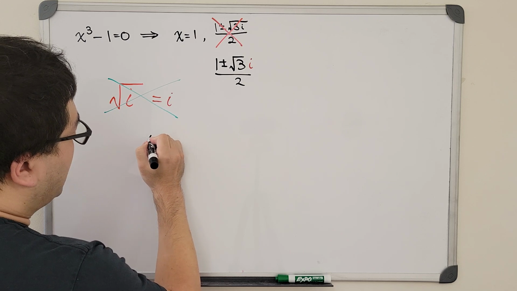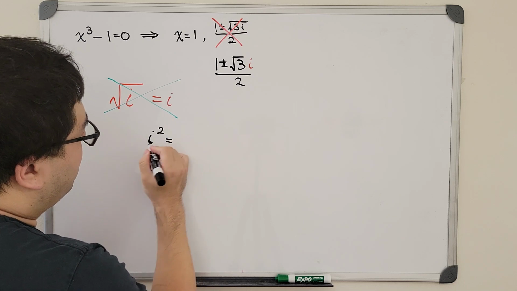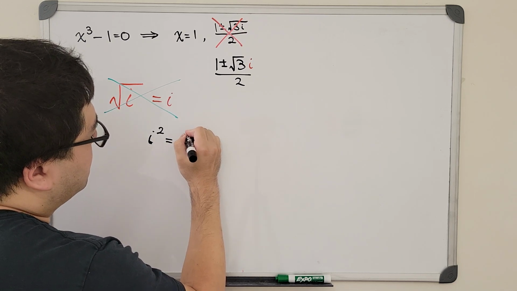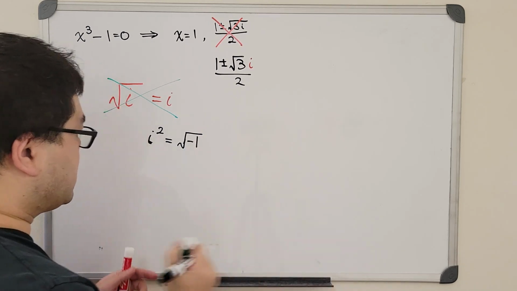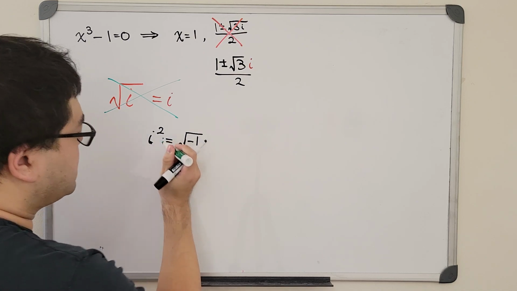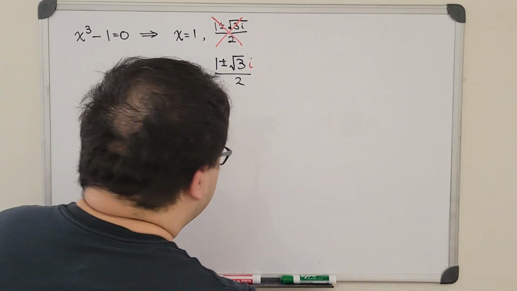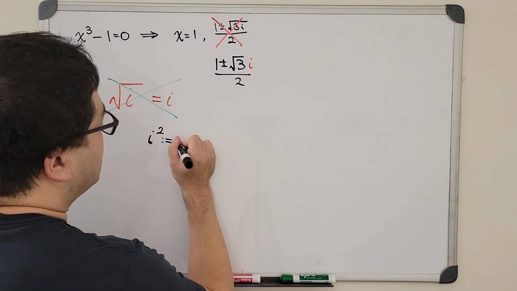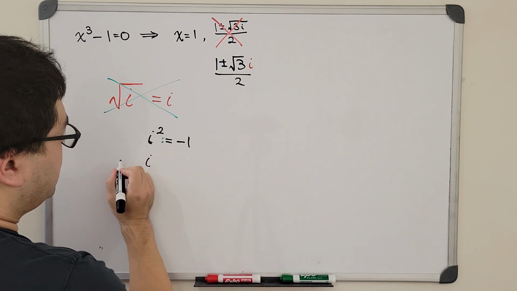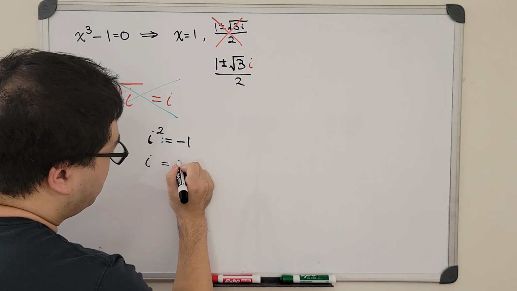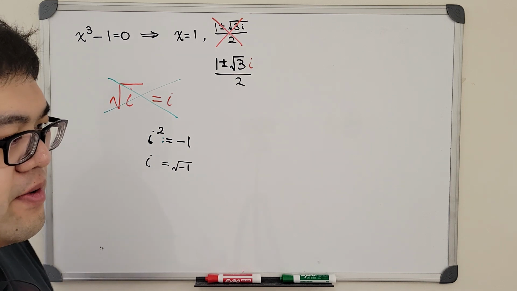By definition, i is what we call the imaginary unit, such that the square of i is defined to be negative 1. And as a definition, i should actually be the square root of negative 1. This means that if we take the square roots on both sides, we have i being the square root of negative 1. And in this case, we'll define it as the positive square root.